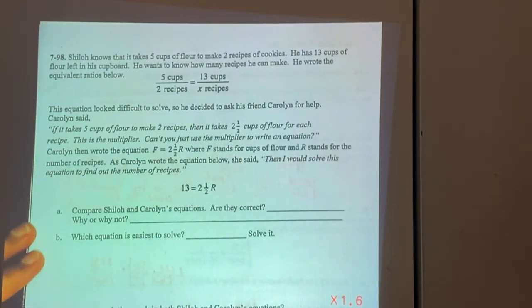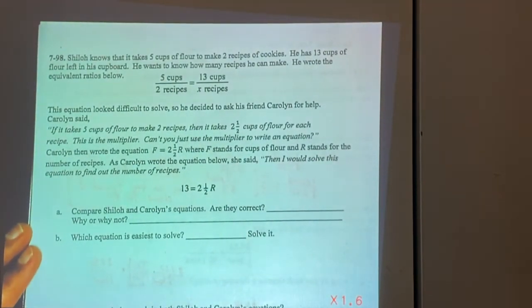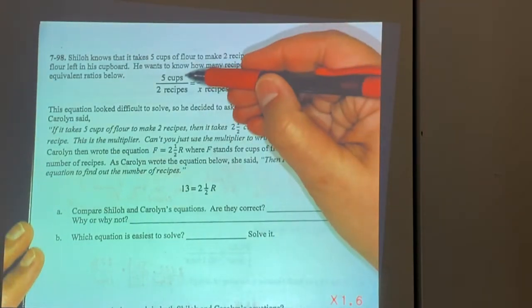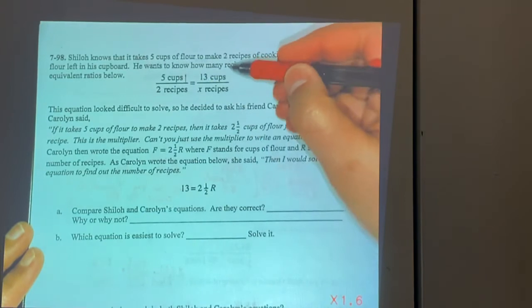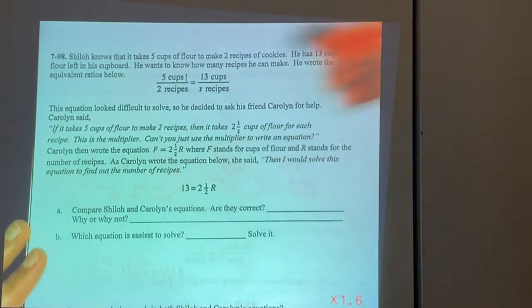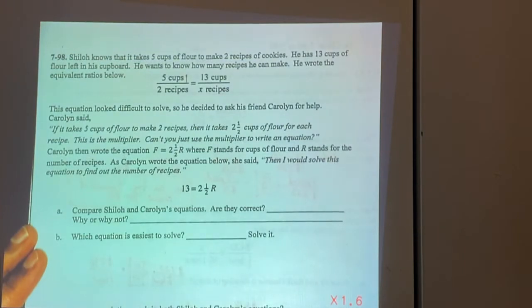98. Okay. Shiloh knows it takes 5 cups of flour to make 2 recipes, meaning 2 batches of cookies. He has 13 cups of flour left in his cupboard. He wants to know how many recipes or batches he can make. He wrote the equivalent ratios below. So he needs 5 cups to make 2 batches or 2 recipes. He has 13 cups. This equation looked different to solve, so he decided to ask a friend Carolyn for help.